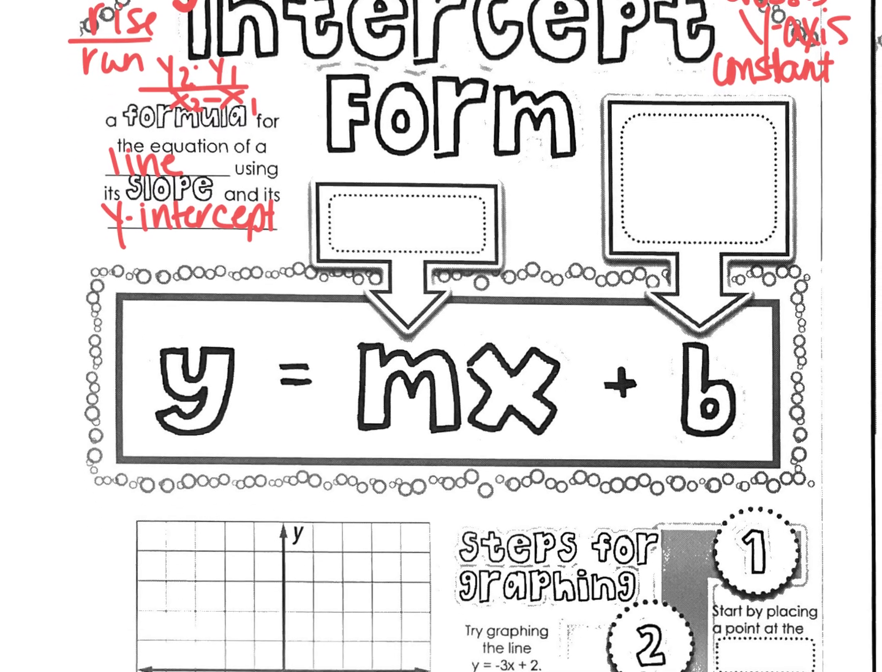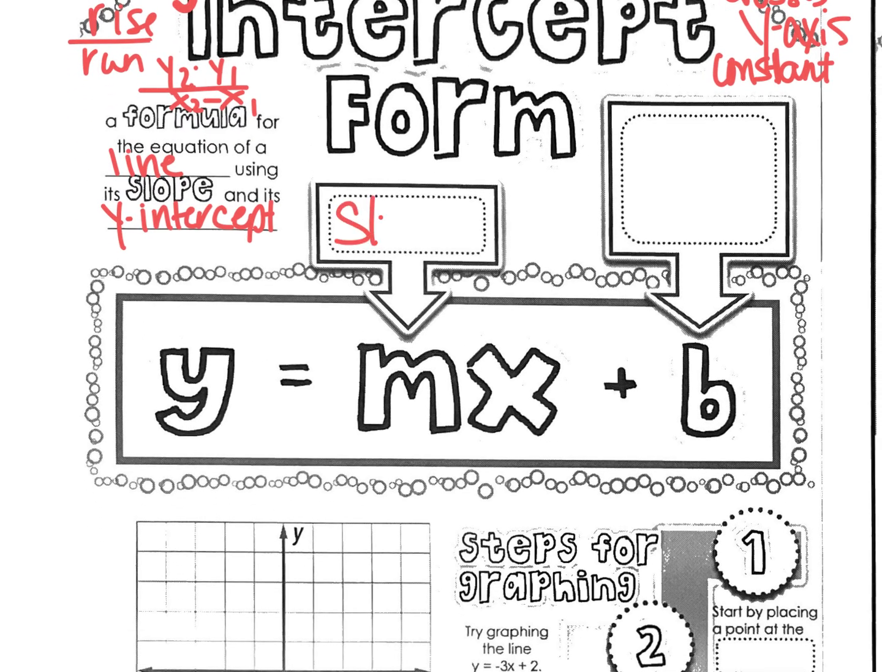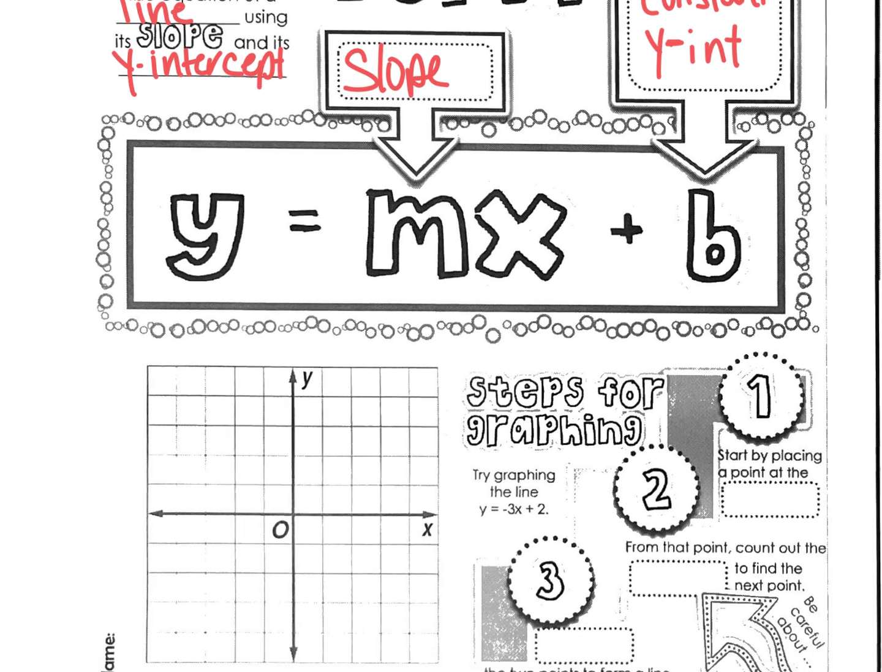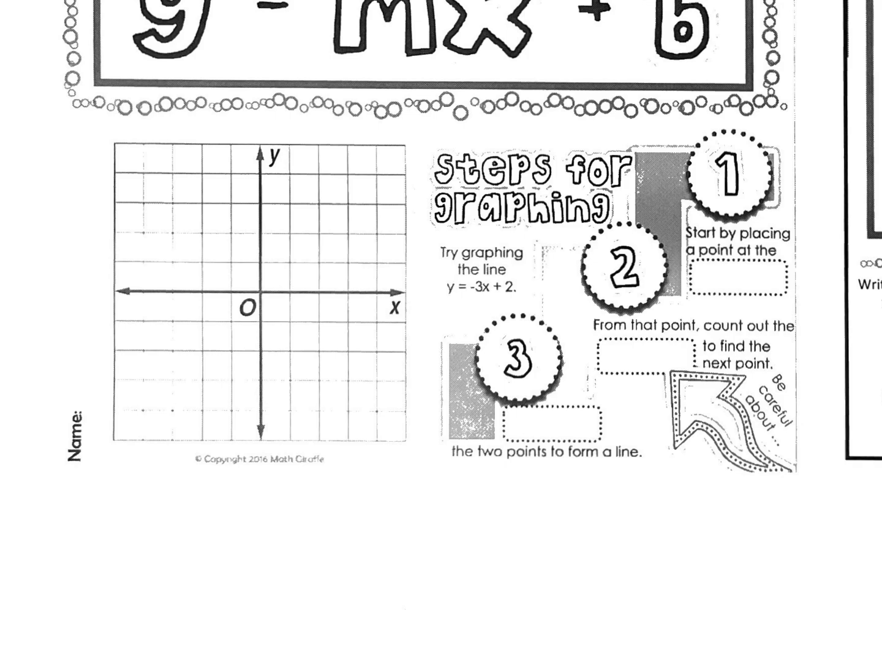So here we have our equation, y equals mx plus b, where again, m is slope. And b is our constant, also known as our y-intercept. So when we're graphing things in slope-intercept, we start by placing a point at the y-intercept. So let's say we have the equation y equals negative 1/2 x plus 4.